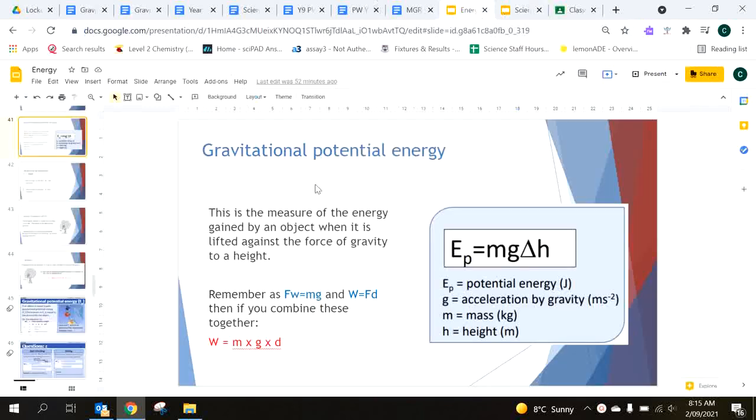So first of all, gravitational potential energy, you should have reviewed that in one of the earlier lessons with types of energy. It's the energy that objects have when they're off the ground, and we calculate it using this equation here. E for energy, we do a little p for potential, and then it's mass times gravity times the height of the object off the ground. Okay, so let's have a look at an example.